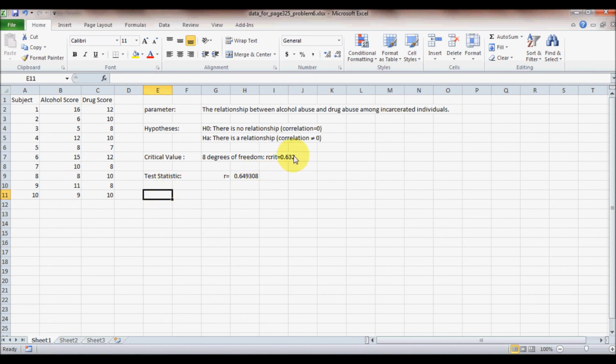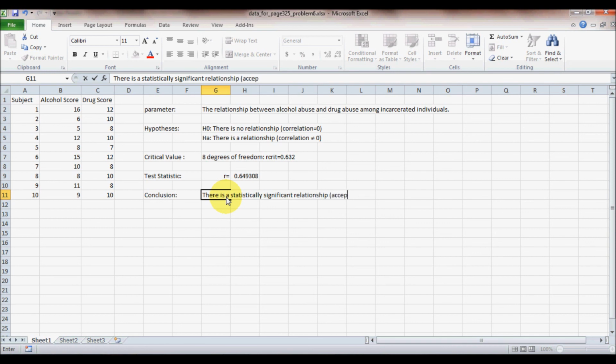You'll notice that 0.649 is further from 0 than 0.632. And so the conclusion is that there is a statistically significant relationship, and we are rejecting the null hypothesis.